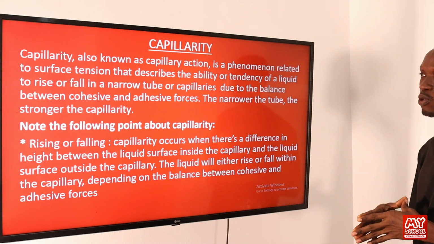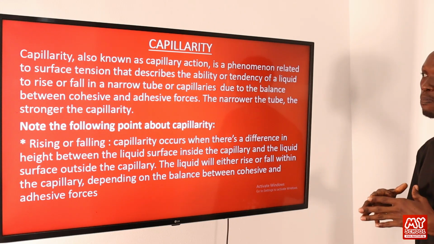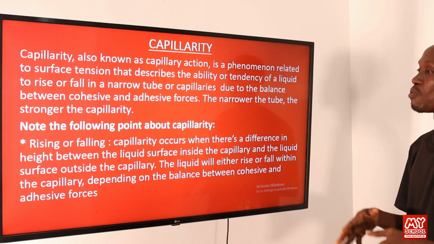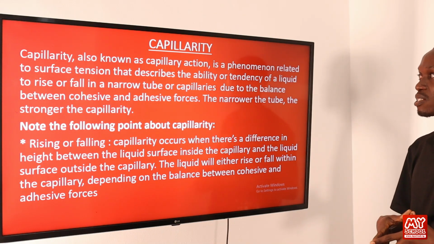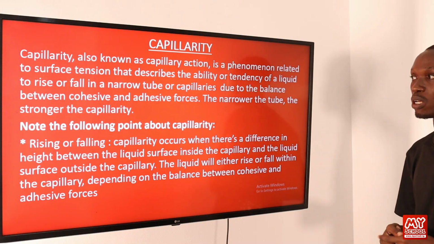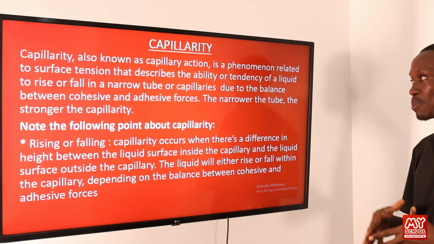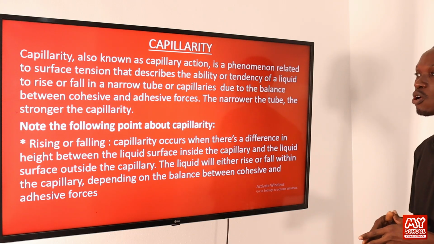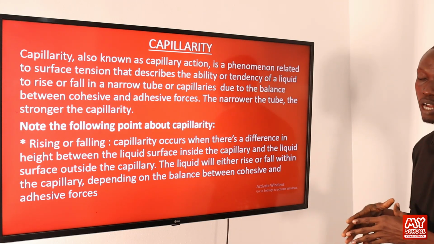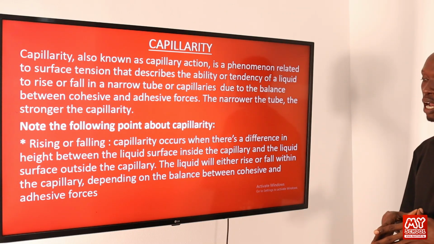Now here we are going to be discussing capillarity. Capillarity, also known as capillary action, is a phenomenon related to surface tension that describes the ability or tendency of a liquid to rise or fall in a narrow tube or capillaries due to the balance between cohesive and adhesive forces. The narrower the tube, the stronger the capillarity.